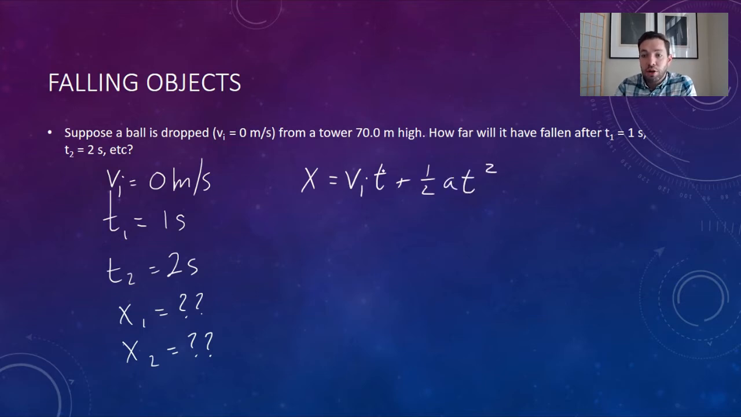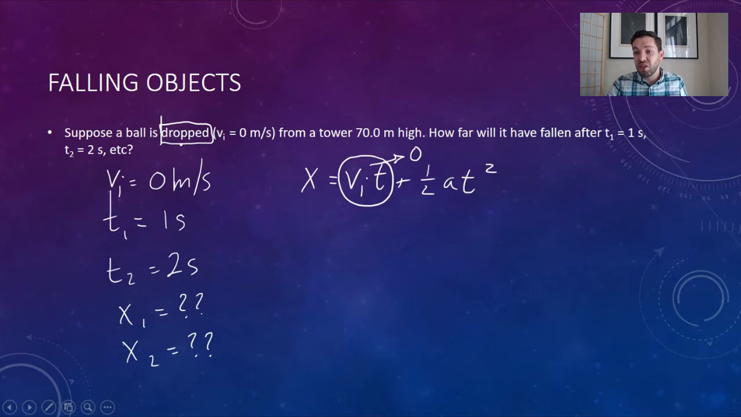There are two things I want you to keep an eye out for in this problem. The first is that because v initial is 0, this whole first term just disappears. That is because it has been dropped. So keep an eye out for this word. If you see this word, that means that its starting velocity is 0. That will make things a little bit simpler for you. And we can rewrite this as just 1/2.